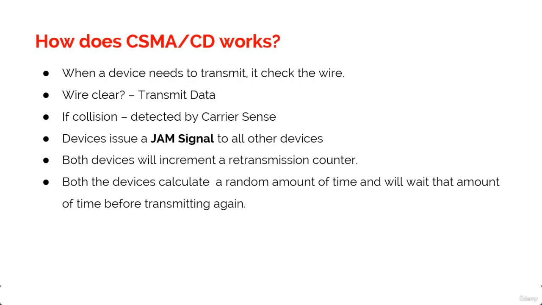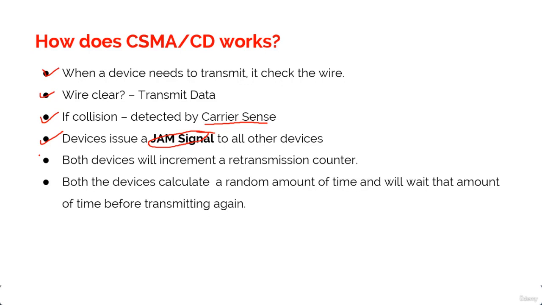Second step, if the wire is clear, the device will transmit, and even as it is transmitting, it performs carrier sense. Okay, so we have finished this step. Third step, if another host is sending simultaneously, there will be a collision, right? The collision is detected by both devices through carrier sense. Both devices will issue a jam signal to all the devices, which indicates them to not transmit any frames.